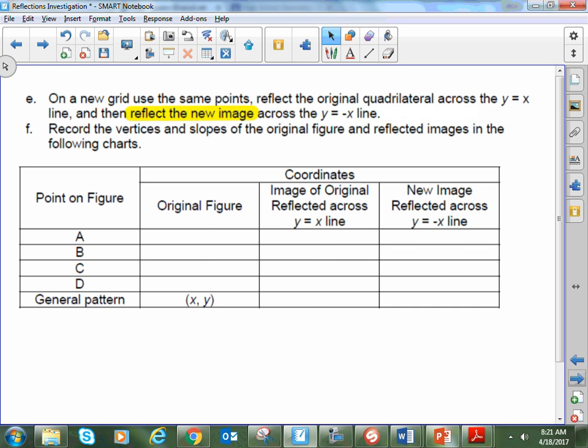So the last one here: reflect the new image across the line y is equal to negative x. So again, we're doing a double reflection, and we should see our points here. Double check, make sure you're okay.